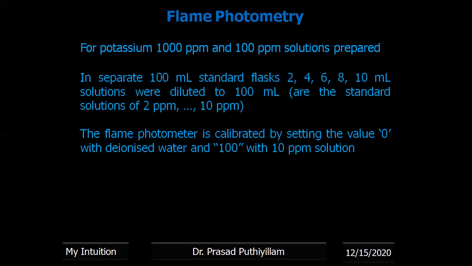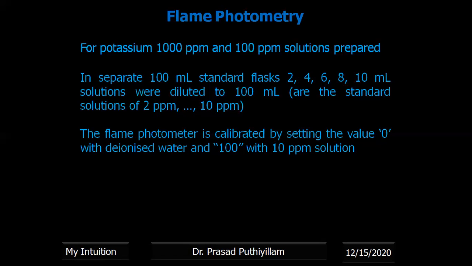Now, for the flame photometer, we need to calibrate the instrument. We need to get it ready for our estimation work. That means we need to set the value 0 with deionized water. Deionized water does not contain any metal ion, therefore it should not give any intensity of light. Therefore, it is set to 0.